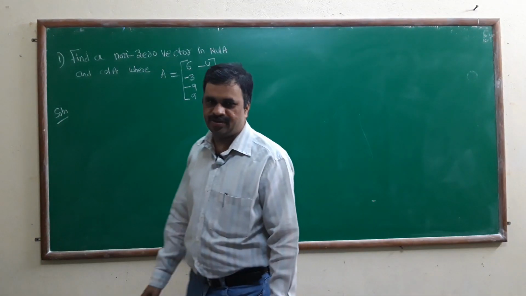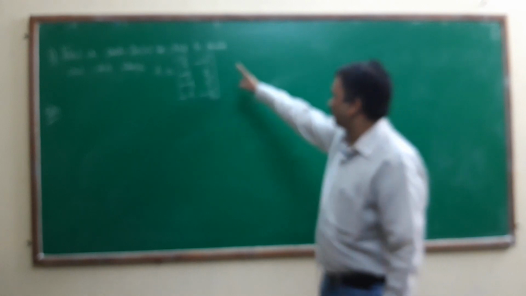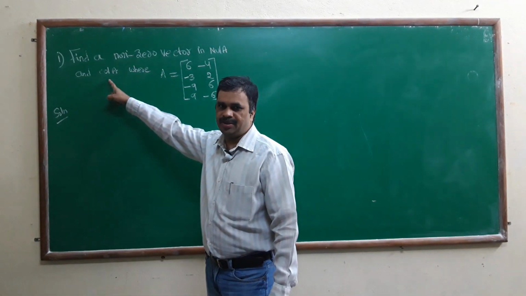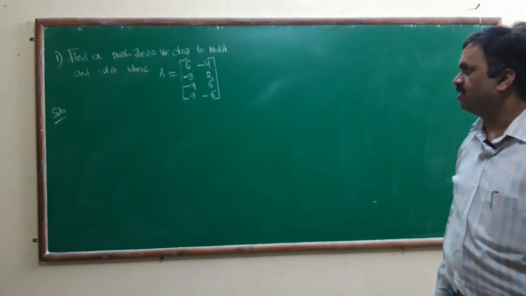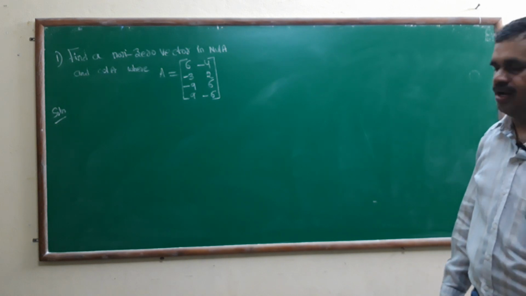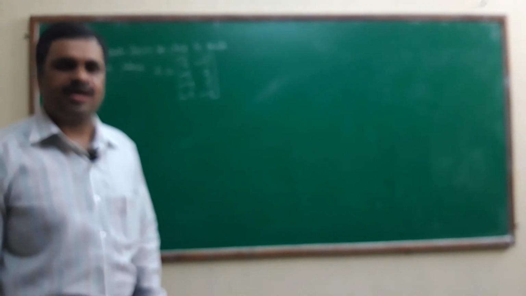Today we are going to find a non-zero vector in Nul A and in Col A. In the last class, we already discussed how to verify whether a vector is in Nul A or in Col A. He gave the vectors, and we simply verified whether they were in Nul A and in Col A. Today we are going to find a non-zero vector in Nul A and also in Col A, and we will also verify whether the vector is in Nul A and in Col A.